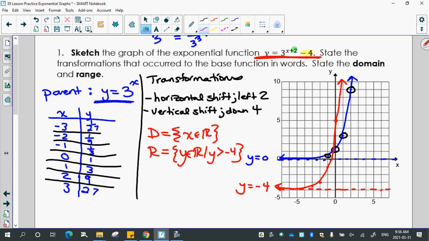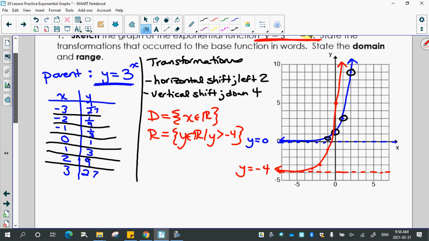Okay. So there's an example where there was just shifts. That one's not too bad. Okay. Any questions so far? Good so far? All right.